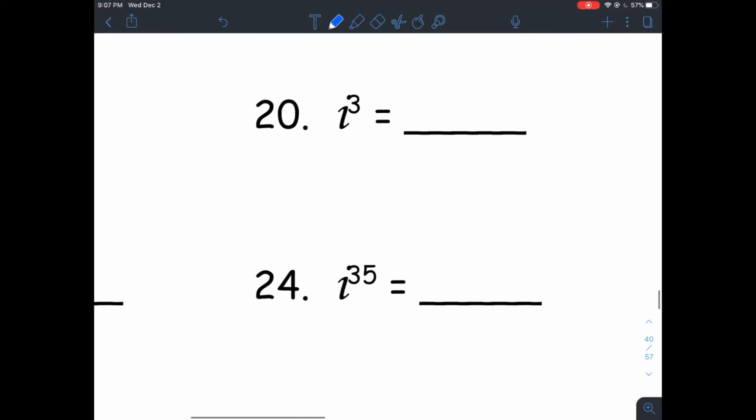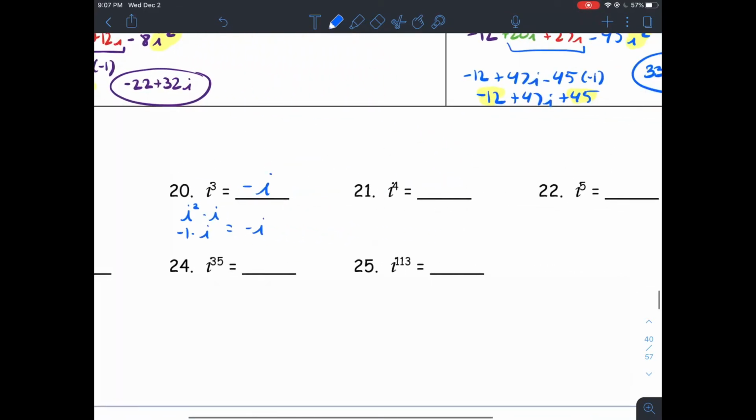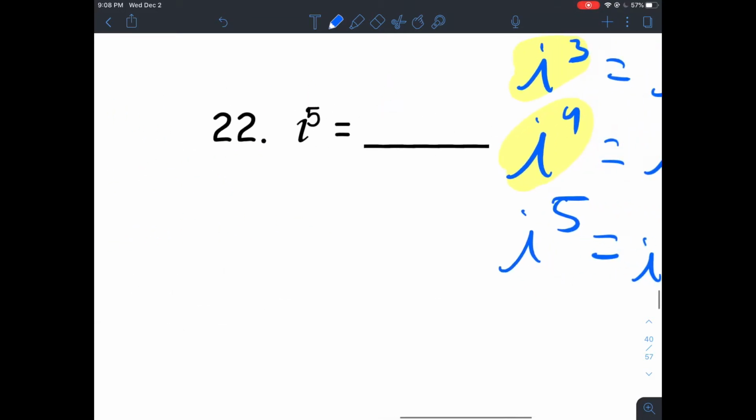All right. Now for i cubed, we can break that down into i squared times i, which gives us -1 times i, which gives us -i. All right. Then i to the 4th. Again, I just showed you guys this, right? We could break this down into i squared times i squared. -1 times -1 gives us a +1. And again, we had our i to the 5th. Break it down into i to the 4th, which we already know is equal to 1, times i. So you get 1 times i, which is just i.